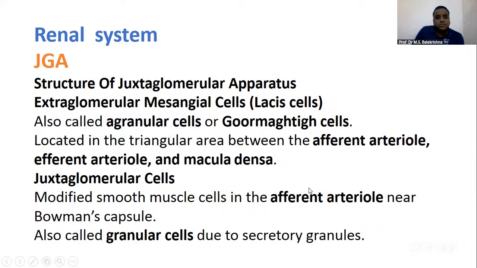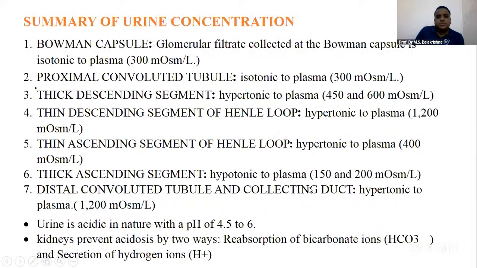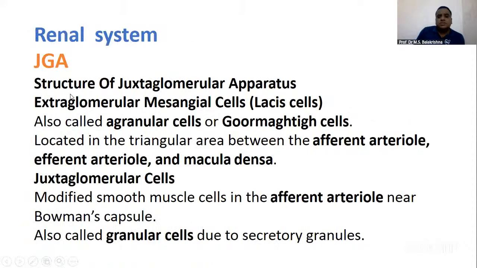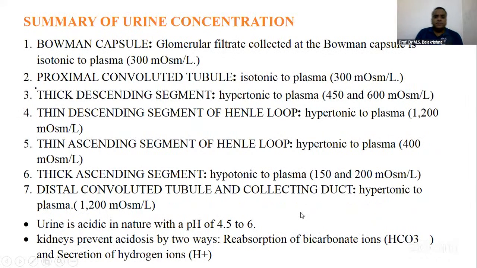These cells are called granular cells also. This is what is important. So the cells are also called lacis cells or agranular cells or Goormaghtigh cells. You name it whatever. They lie between the afferent and efferent arteriole, and are also called modified smooth muscle cells. Various names are there. So basically, that is the importance, you should learn where it is located.